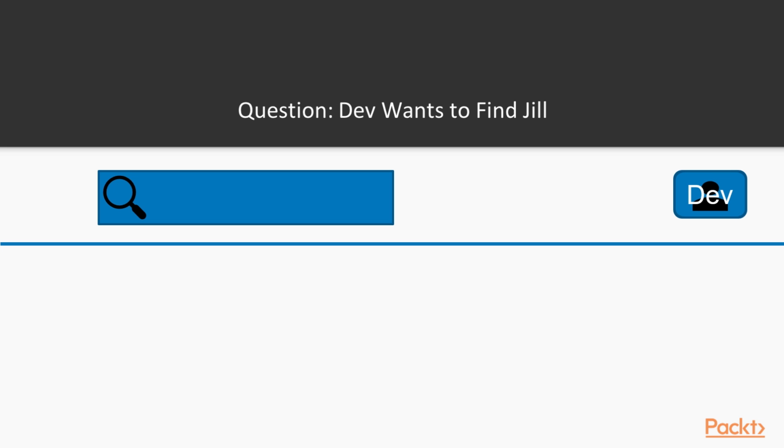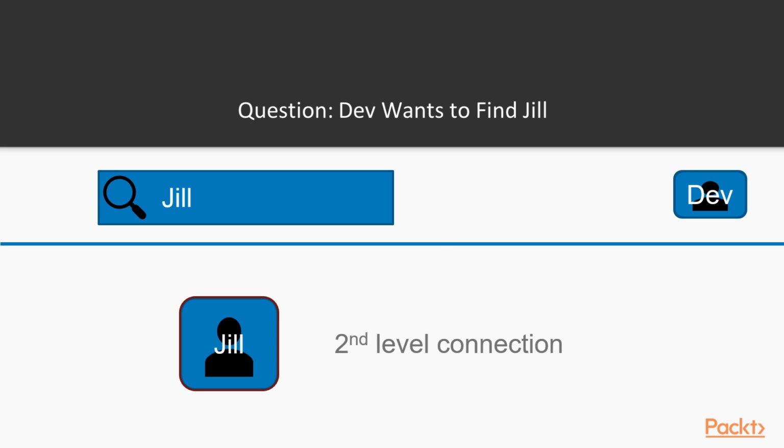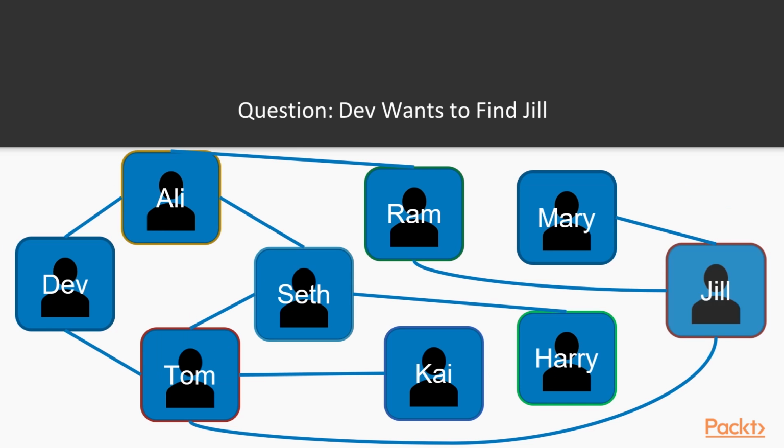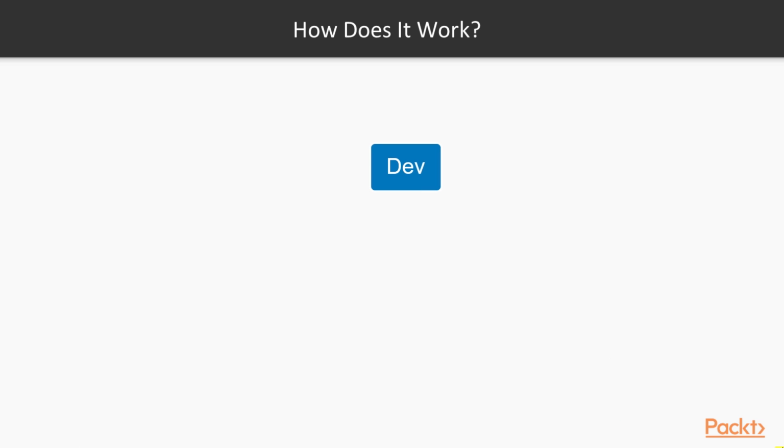Suppose I want to find an acquaintance called Jill and connect with her. When I go to her profile, I find that she is my second degree connection, which means we have a mutual colleague. Let's see how this number is computed. So let's try to create a connection tree.